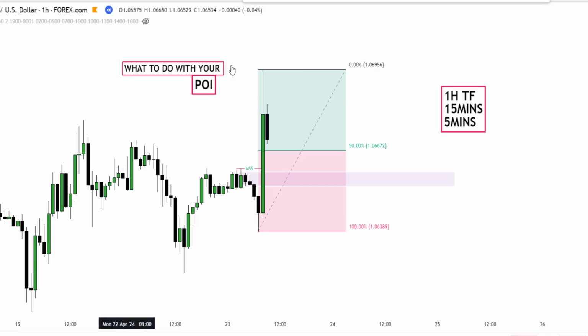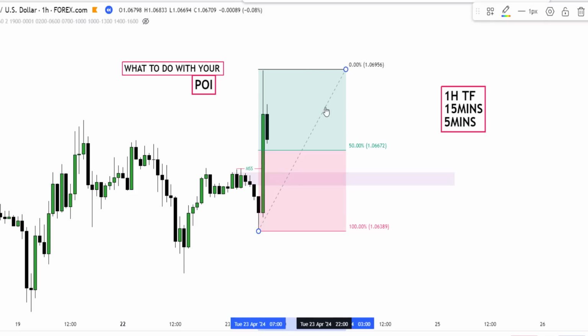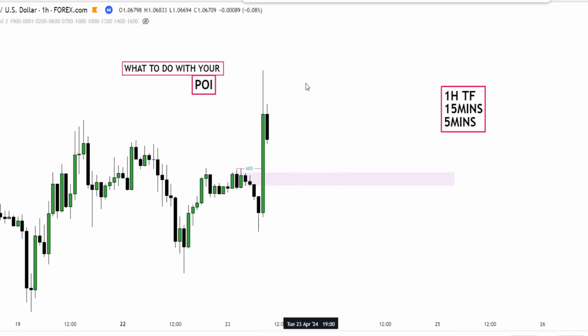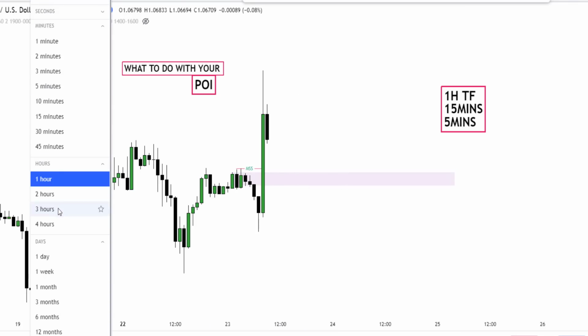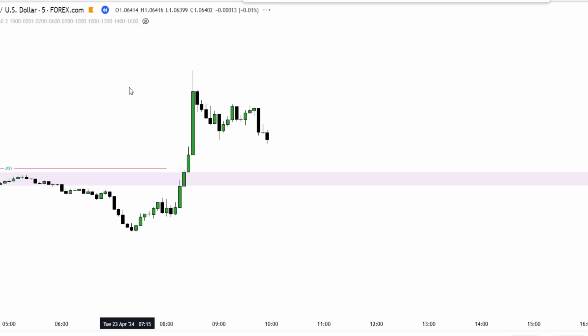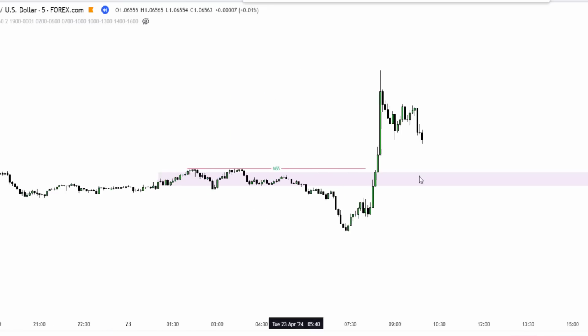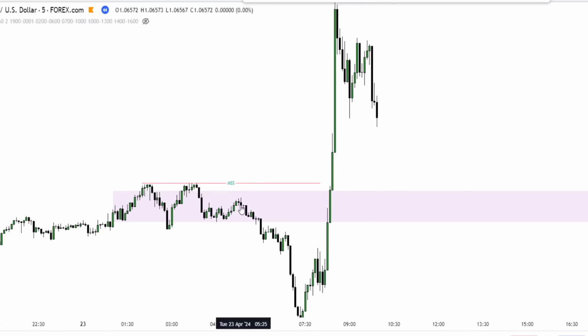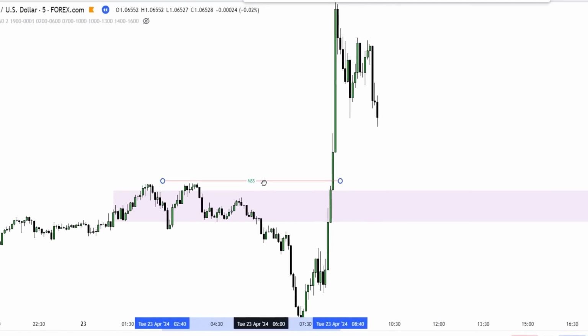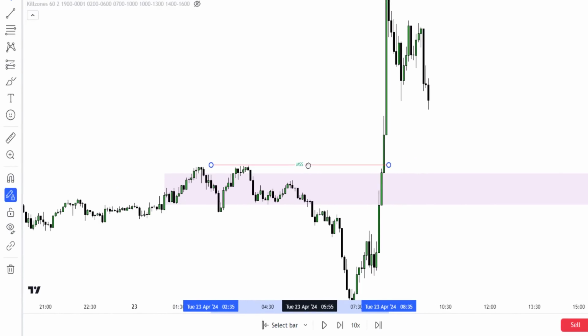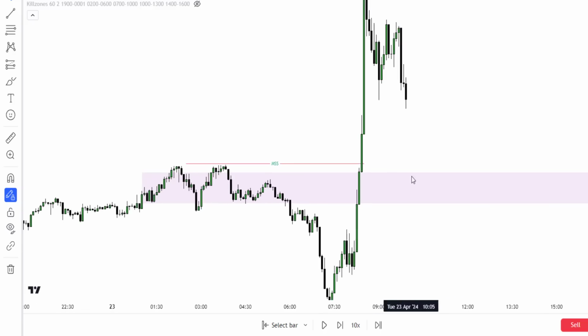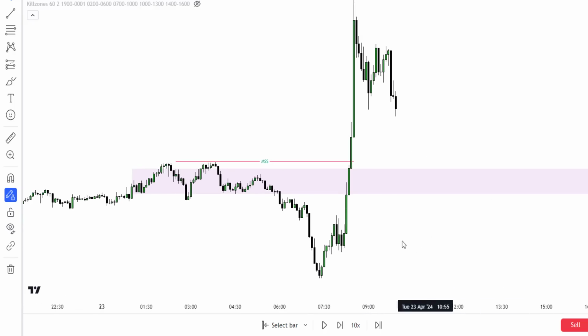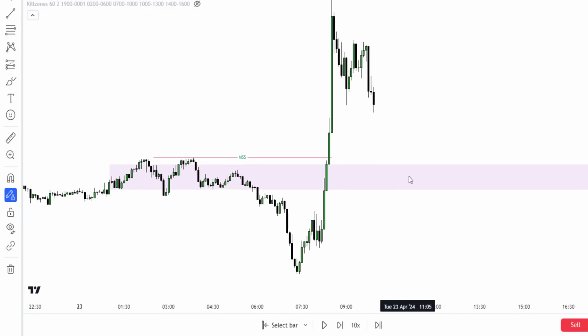Anyway, so my point of interest is in discount. I will now decide to go to the lower time frame. Let me go to the 5-minute. I will expect price to come into my point of interest. Let me refine it here. Refining it, I would say this is my POI. Guys, I want to take this trade. This is a bullish mitigation block.